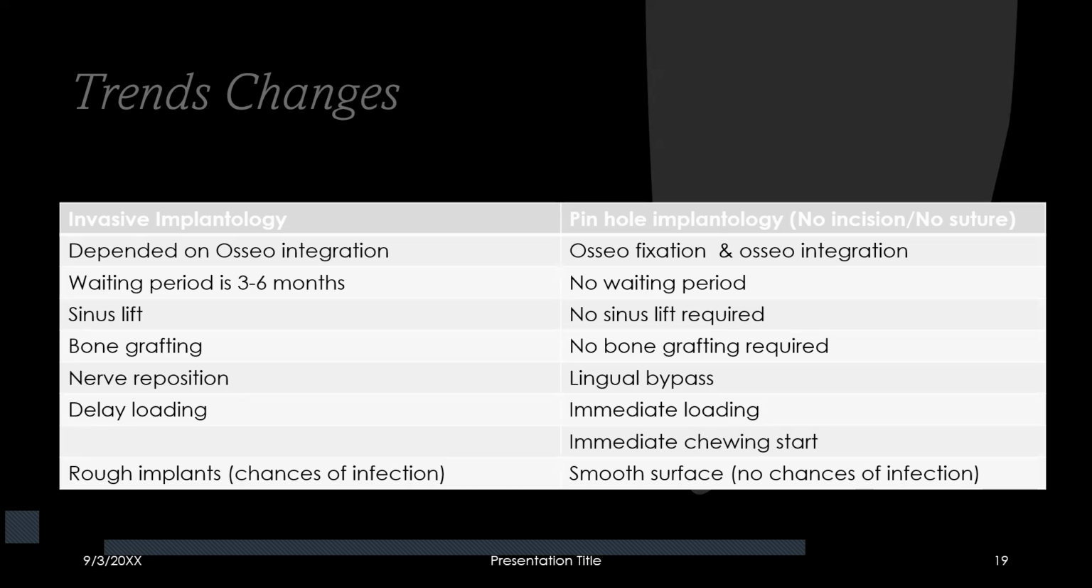And one more thing: the original corticobasal implantology is infection free and joint free. So all the joint-free and infection-free smooth surface implants come under corticobasal implantology, which engage only the cortical bone, or sometimes the basal bone.